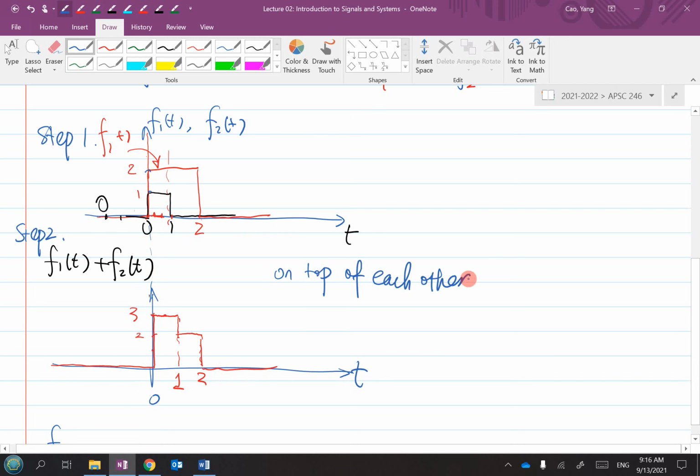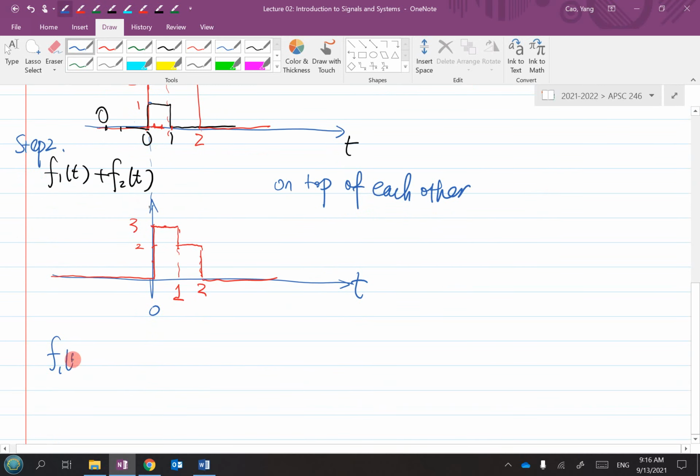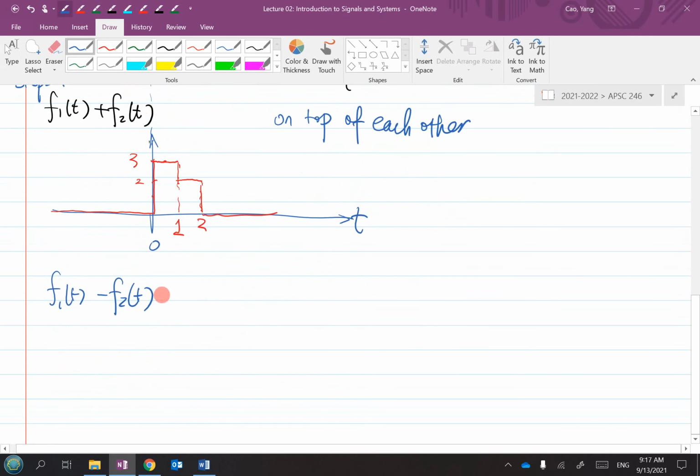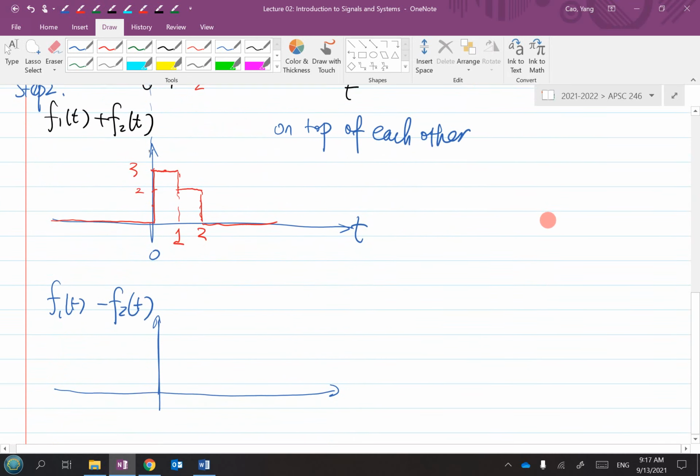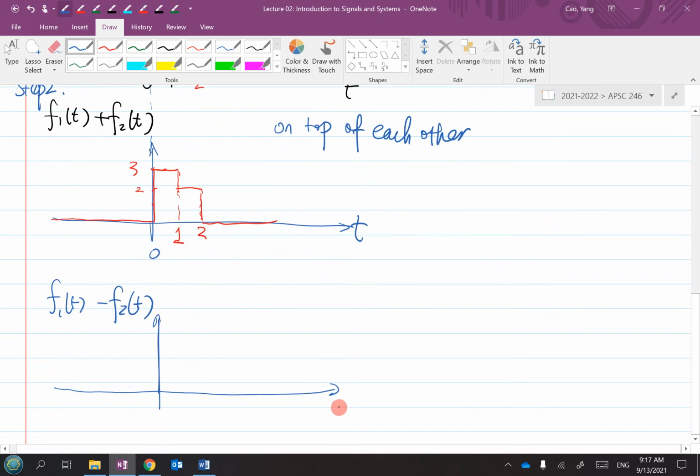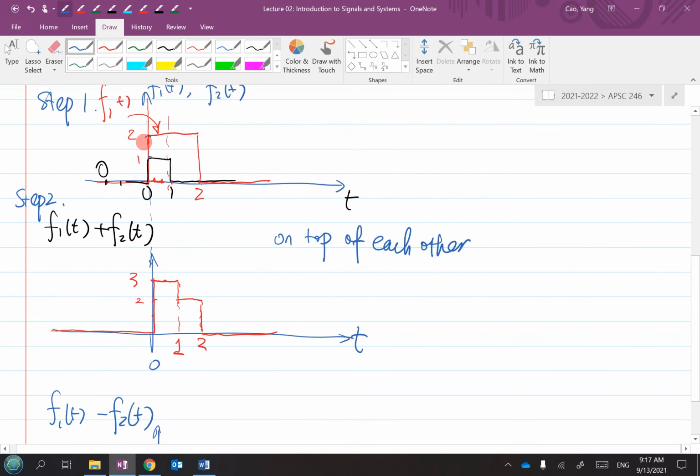So you have a better view and better alignment of the values. Okay, I'll give you a few, maybe 1 or 2 minutes here, just to try out what is f1 of t minus f2 of t. If you want to use your ruler, absolutely fine, to make it much more accurate. Again, you draw the new system on the bottom, right on the bottom of the original graph f1 of t and f2 of t.